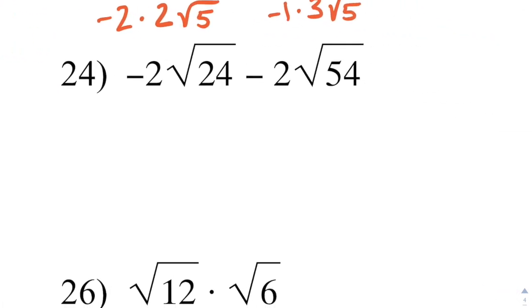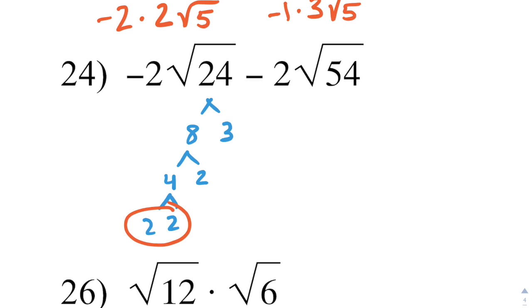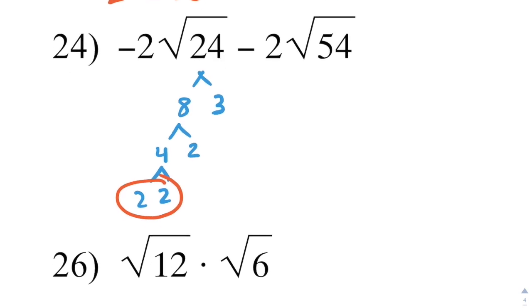This one, 24 and 54. 8 times 3, I believe 8, 16, 24. Yep, so 4 and 2, 2 and 2. Looks like these are the same. I can pull those out. So negative 2, the original negative 2, multiplied by 2. What's left in my radical is a 2 and a 3. So 6. 2 times 3 is 6.